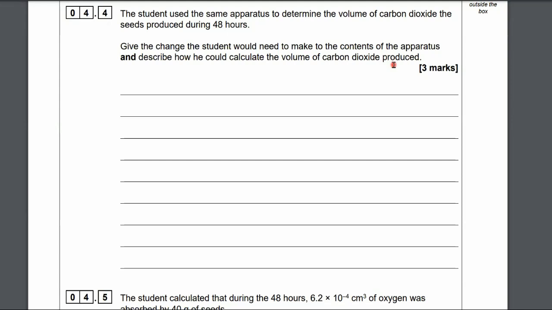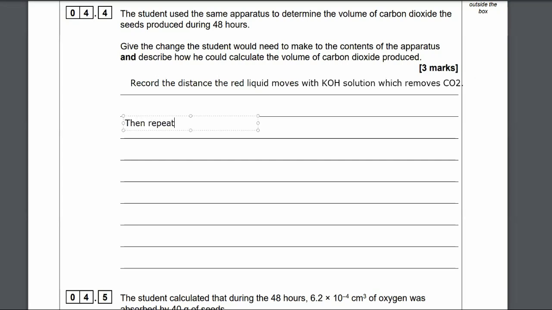4.4. The student used the same apparatus to determine the volume of carbon dioxide the seeds produce during 48 hours. So this time they want to work out how much CO2 is released during 48 hours. Give the change the student would need to make to the contents of the apparatus and describe how he could calculate the volume of carbon dioxide produced. So if you remember, we had that potassium hydroxide solution at the bottom that was absorbing the carbon dioxide. We need to remove that solution because we want the carbon dioxide to be released.